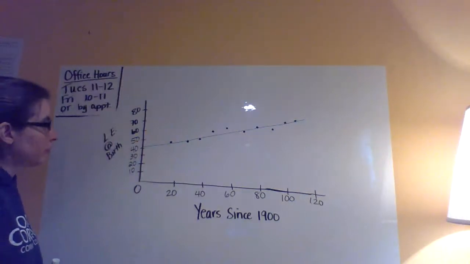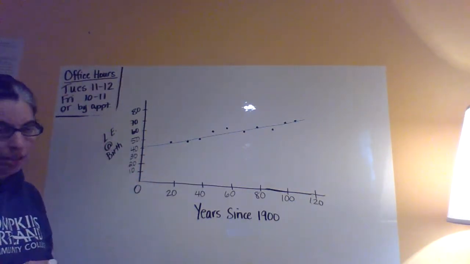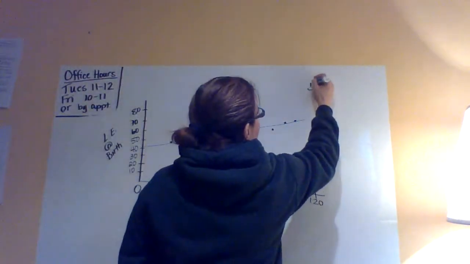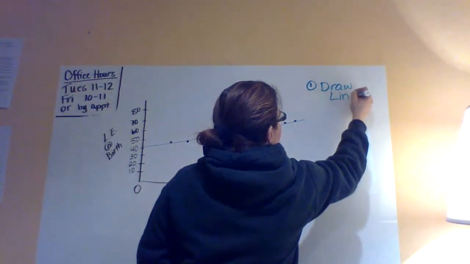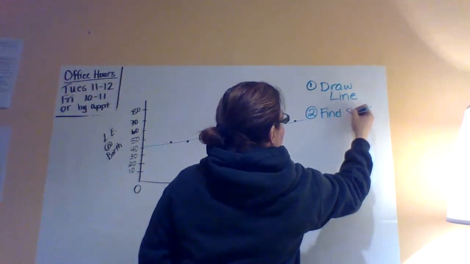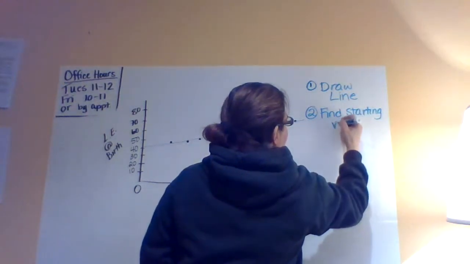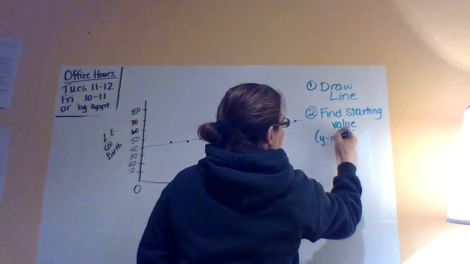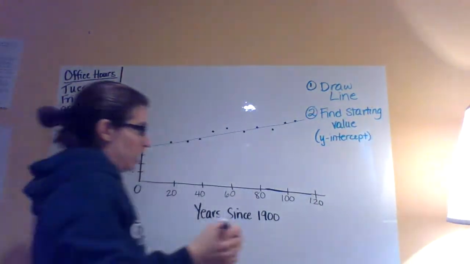Okay. So we were given just a graph and we want to find the equation of that best fit line. So there are a couple things we need to do. So number one, we needed to draw our line. We did that. So secondly, we need to find our starting value, or we could call this our y-intercept, or in the book they call it the vertical intercept.